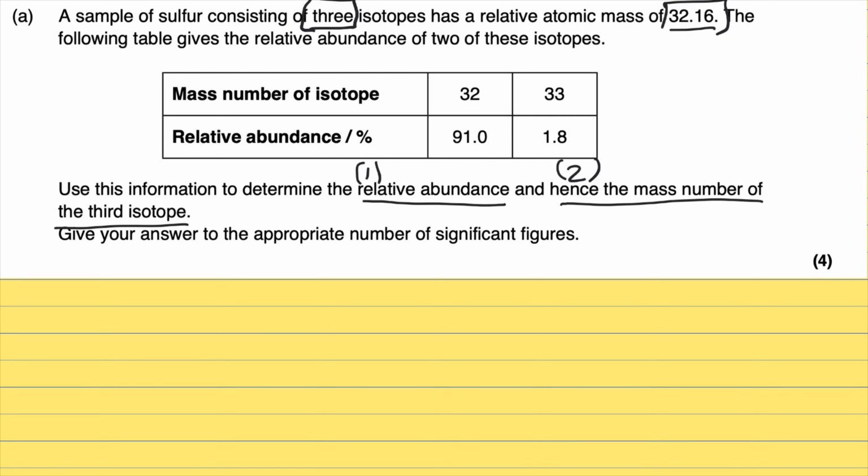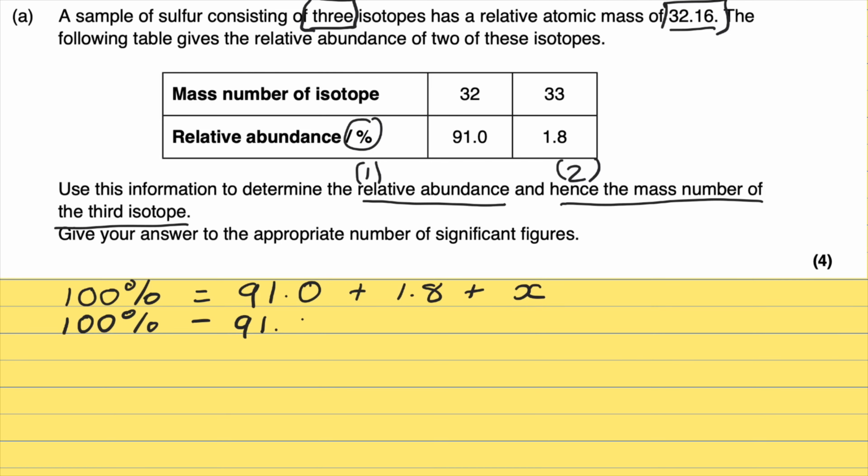Because the relative abundance is in percentages, the total relative abundance should be 100%. So the total relative abundance will be equal to 91.0 plus 1.8 plus x. We don't know what x is, that's the relative abundance. To solve for x, we're going to do 100 minus 91.0 minus 1.8, and that will give us the relative abundance of the third isotope, which is 7.2%. So that's the first bit that we've done.